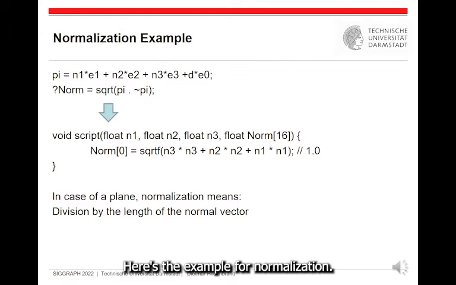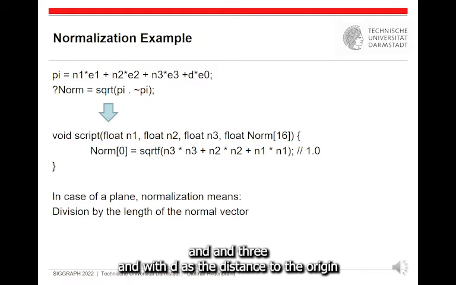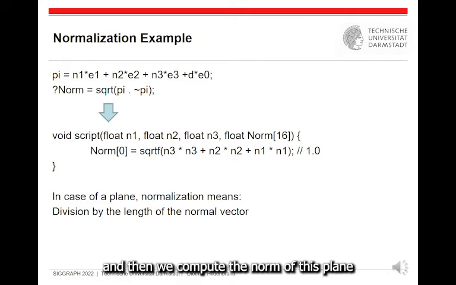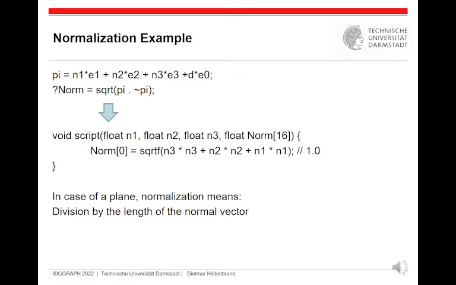Here's a Gallop example for normalization. We define the plane pi based on the normal vector with arbitrary coordinates n1, n2, and n3, and with d as the distance to the origin. Then we compute the norm of this plane as the square root of the plane inner product reverse of the plane. The generated C code is a function with parameters n1, n2, and n3, meaning the coordinates of the normal vector but without the distance, meaning this function is independent of the distance d.